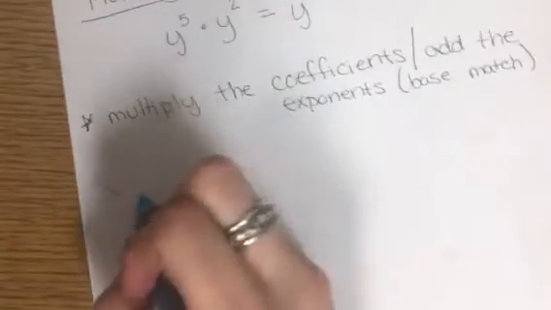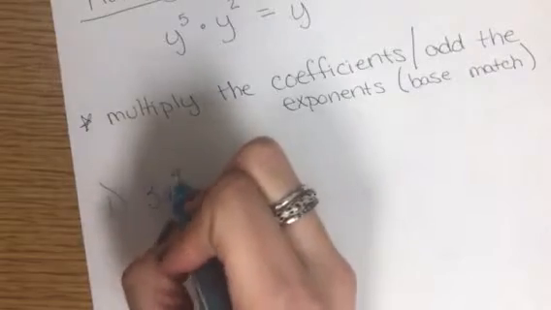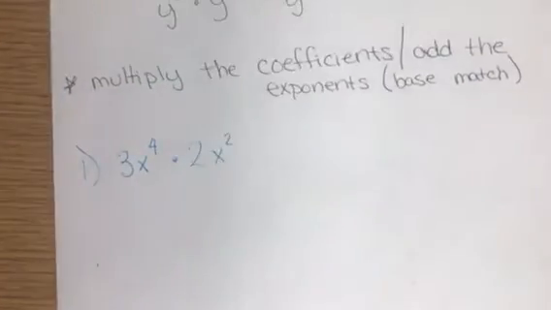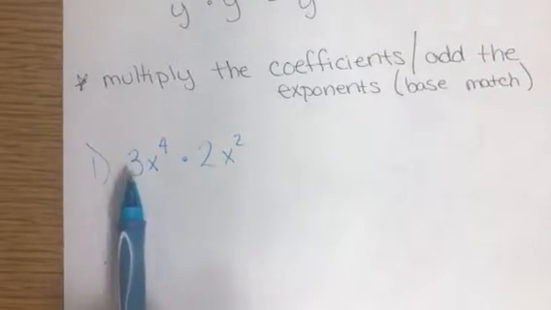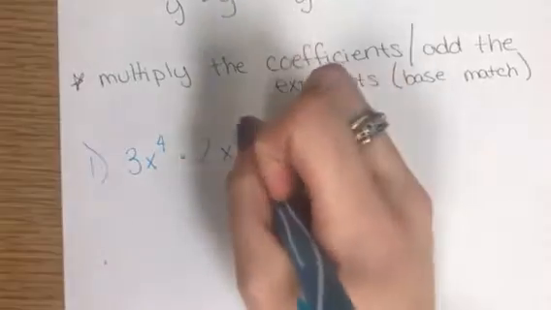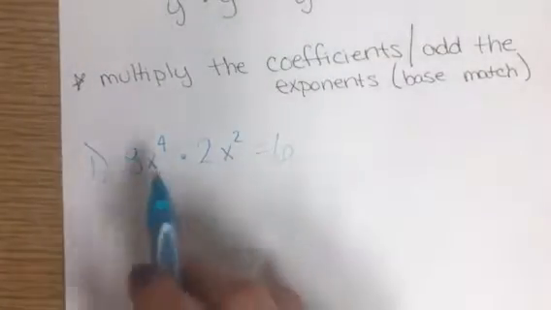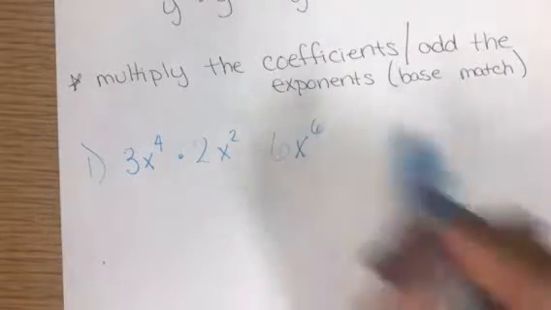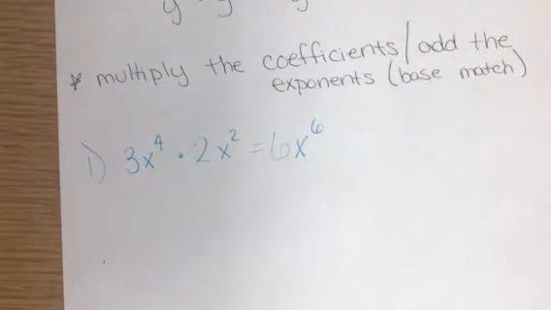So if we have something like 3x to the 4th times 2x squared, the coefficients, the big numbers in front, we're going to multiply like normal. So 3 times 2 gives us 6. And then we're going to add the exponents. So 4 plus 2 is 6, and we'll get 6x to the 6th.